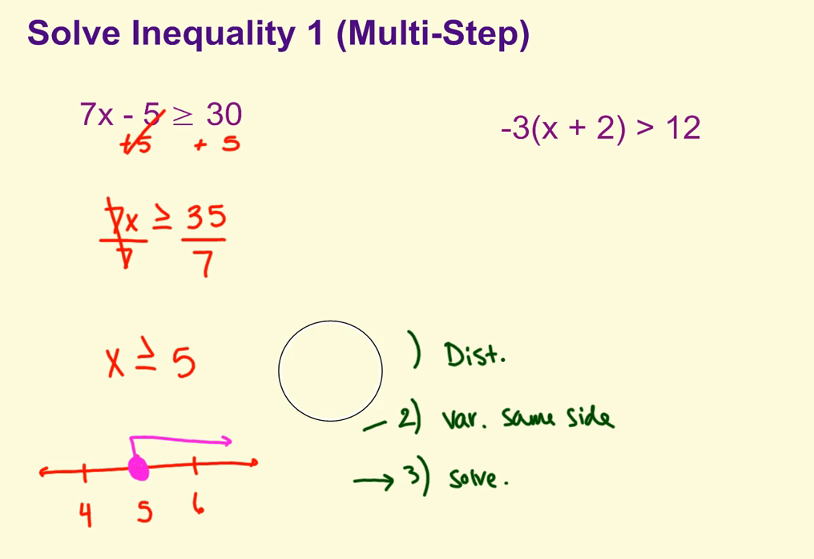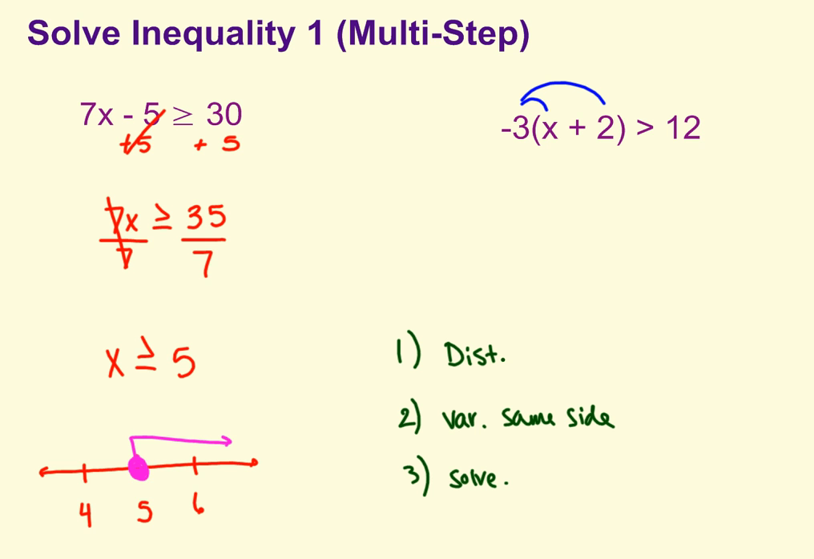Alright, next example. Kind of go through how we would do any solving. First, do you have any distributing? Well, yes we do. We have that negative 3 out front. So we can go ahead and distribute the negative 3 to both terms inside our parentheses.